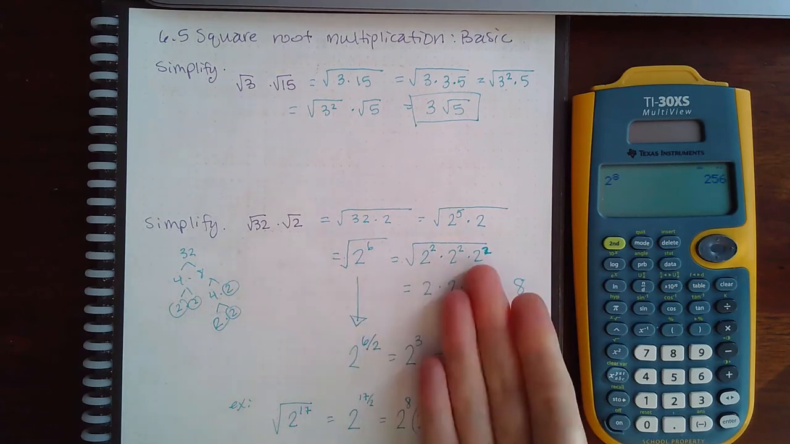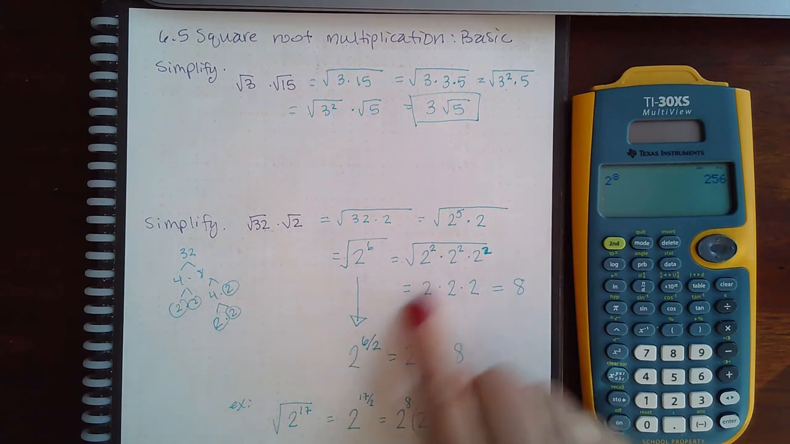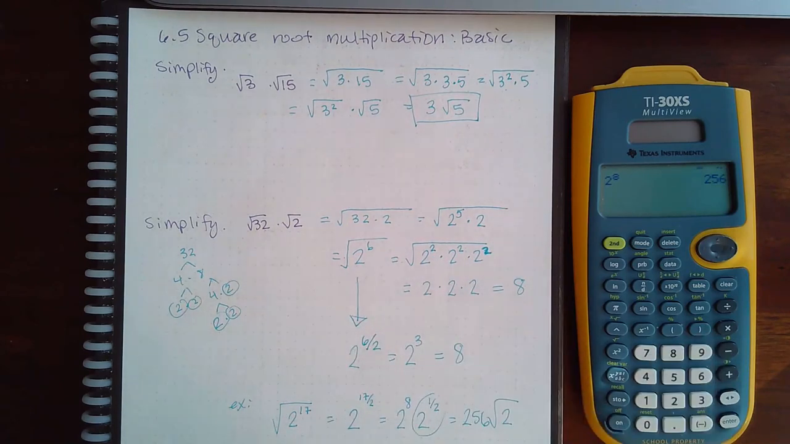Now again, with 6 being so small, it really wouldn't have mattered which method you use. They both have about the same amount of time and the same amount of steps. But the larger that exponent becomes, the better off you are putting it in exponent form, instead of radical form.